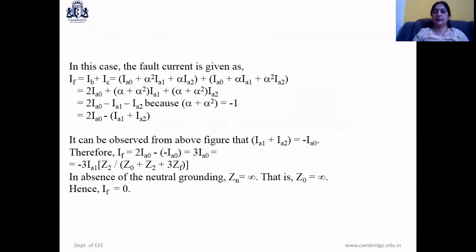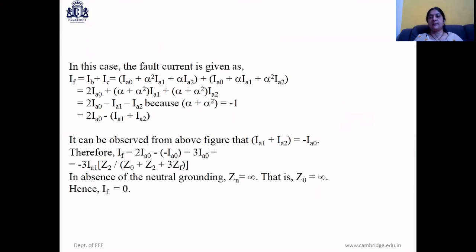This is about the different types of faults: the double line to ground fault, the most severe fault, the line to line fault, and the single line to ground fault occurring on the terminals of an unloaded generator, which was earlier balanced and symmetrical in nature. What is the effect? All the three faults are discussed with and without fault impedances.